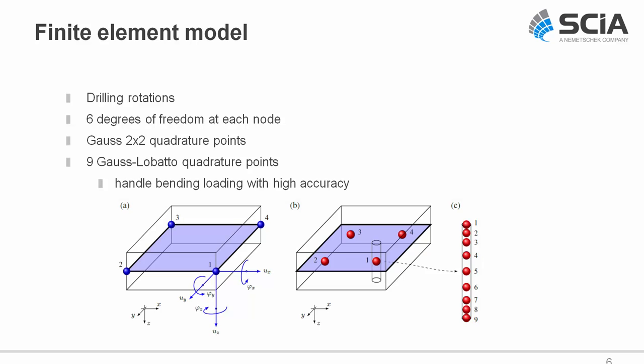Within the element area itself, the Gauss 2x2 quadrature points are used. And each of these Gauss quadrature points is realized by 9 Gauss-Lobatto quadrature points throughout the thickness, as you can see on the images on the bottom of these slides. So the 4-node element actually has 2 multiplied by 2, of course, multiplied by 9 quadrature points, so 36 quadrature points in total. Due to these 36 Gauss-Lobatto points which are used, the element can handle bending loading with a very high accuracy.